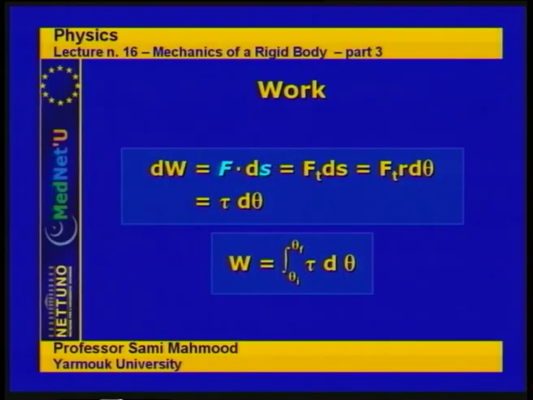In order to evaluate the total work done by the torque, we integrate this quantity from the initial angular position of the rotating object to the final position, and we obtain the total work done: W equals the integral from theta initial to theta final of tau, the torque, times d theta.